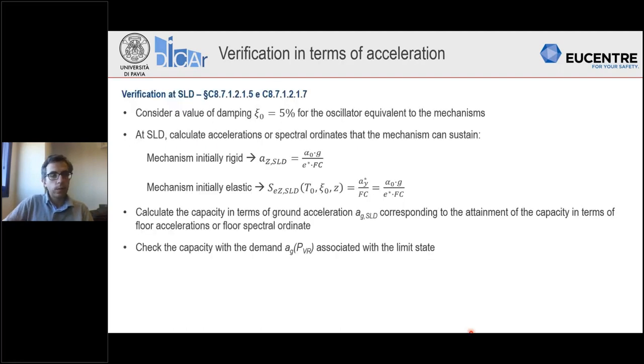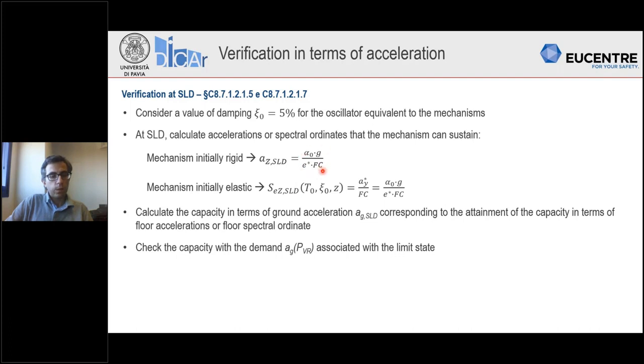How to perform the verification at damage limit state? First of all, you have to consider a value of damping equal to 5% for the oscillator equivalent to the mechanism. Then you have to calculate the capacity starting from the load multiplier. First of all, you have to apply this simple formula, starting from the load multiplier and the parameter E star and the confidence factor.